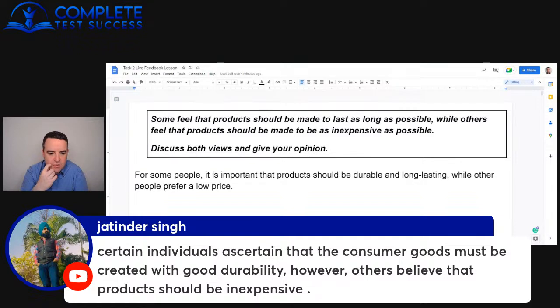Jatinder, certain individuals ascertain that consumer goods must be created with good durability. However, others believe that products should be inexpensive. So punctuation, you need to have a capital C in the first word. Certain should be a big C. Before however, we need a semicolon, not a comma. And at the end of the sentence, you said should be inexpensive, and you have a space before the full stop. There should be no space before the full stop. So you're making quite a few mistakes with punctuation, Jatinder. So that would be a good area for you to work on.